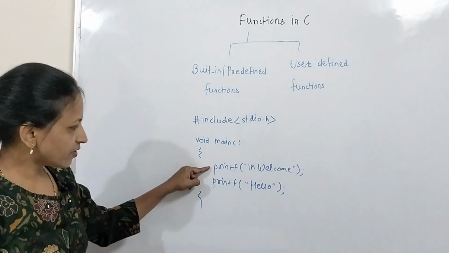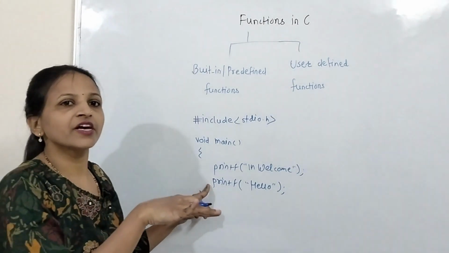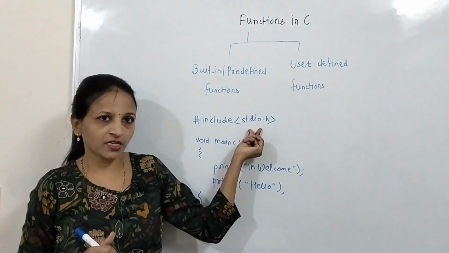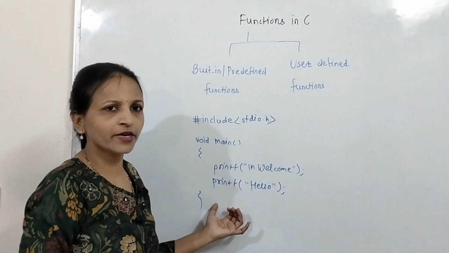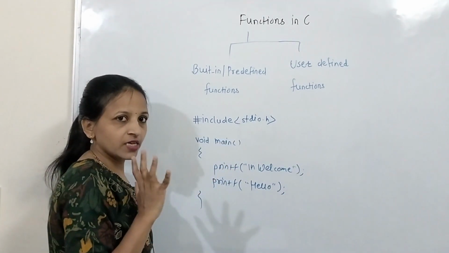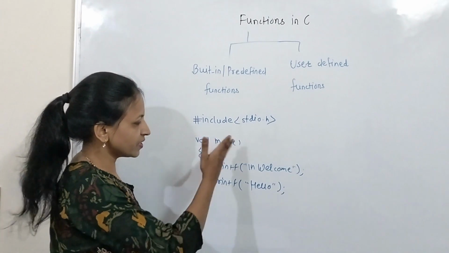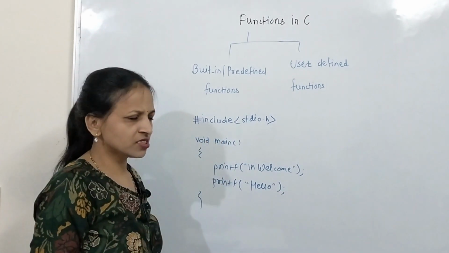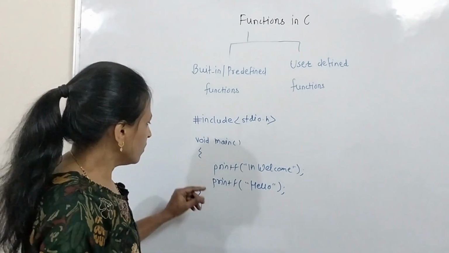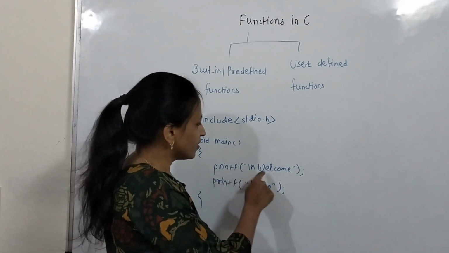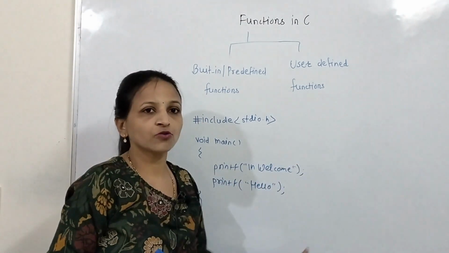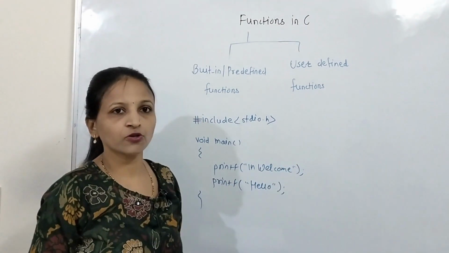See, this printf function is already defined in the C programming language, in the stdio.h header file. That's why we can directly call it, we can directly use it in our program. This printf function is used to just display something onto the output screen. We know this. Now see this printf welcome, then what will be the output? It will display welcome onto the output screen. Again hello, it will display onto the output screen.